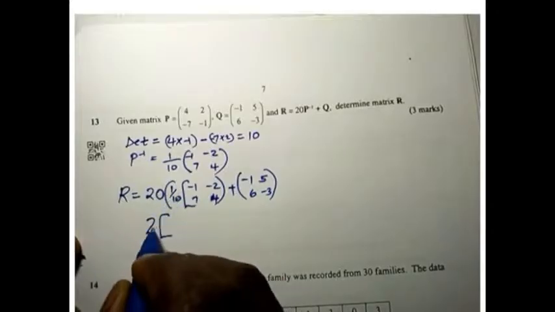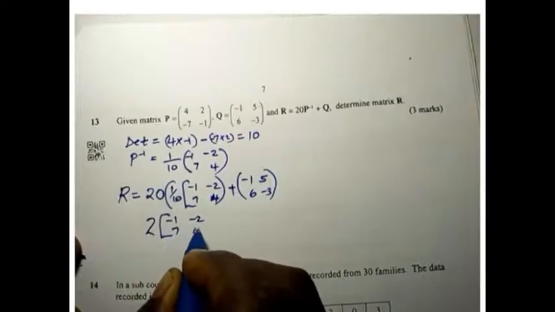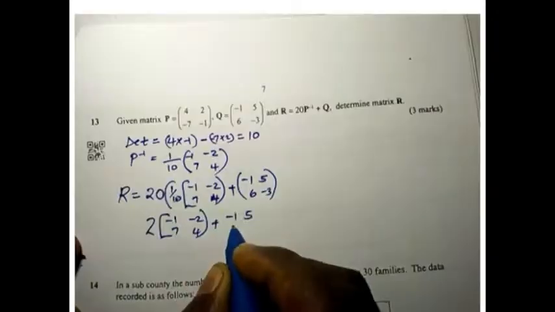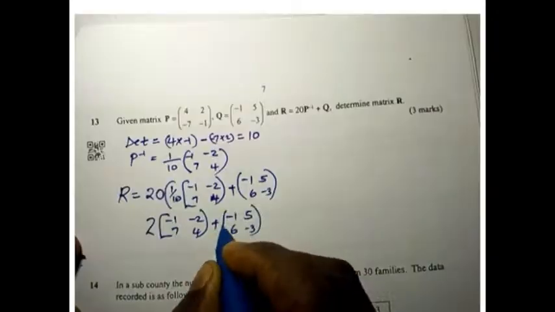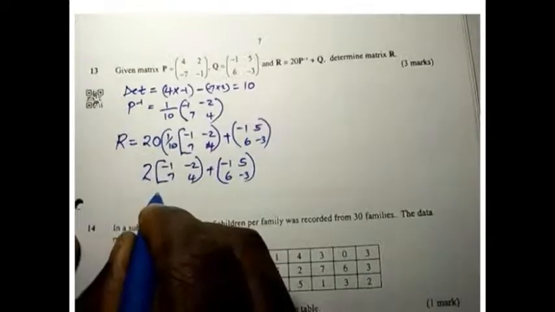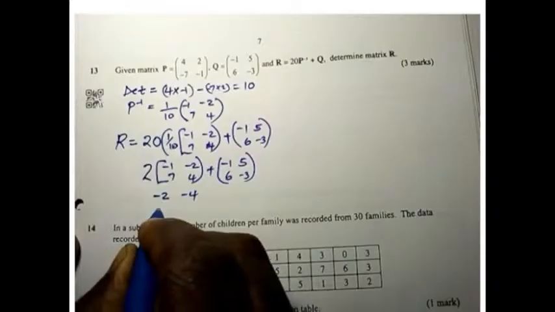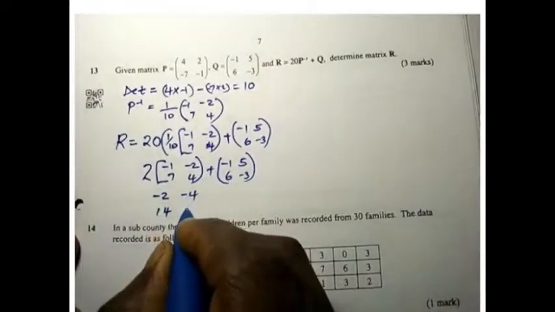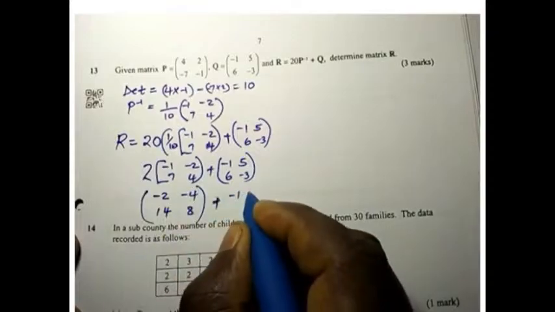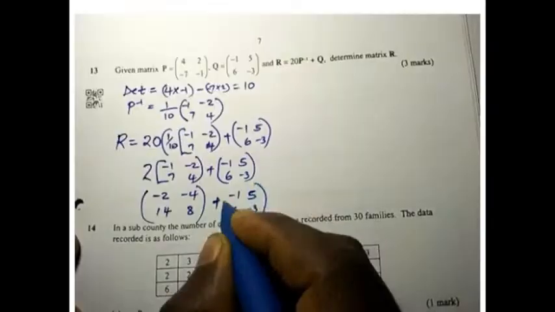Okay? So 2 times negative 1, negative 2, 7, 4, plus negative 1, 5, 6, negative 3. This is going to be negative 2, negative 4, 14, 8, plus negative 1, 5, 6, negative 3.